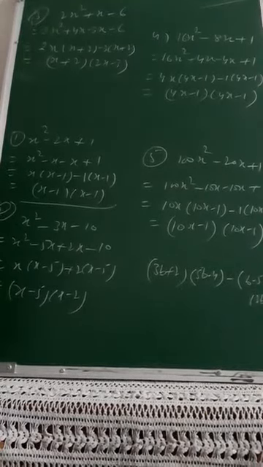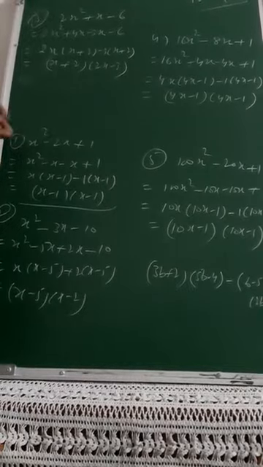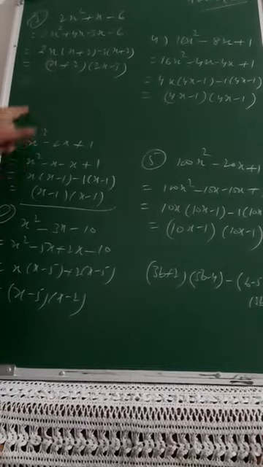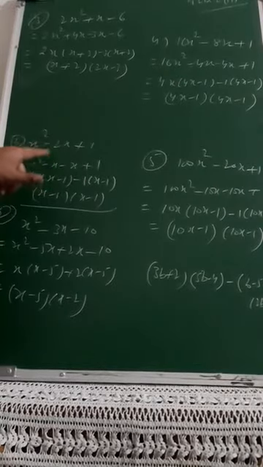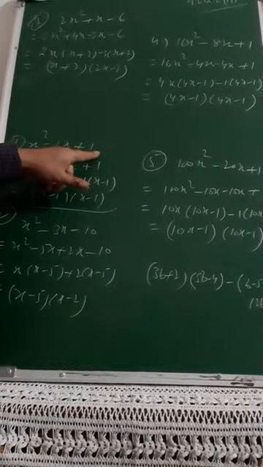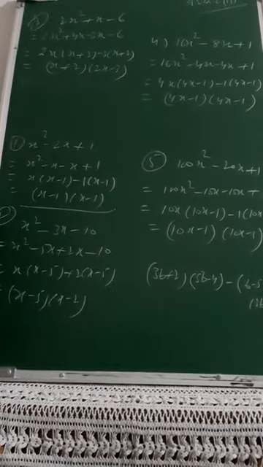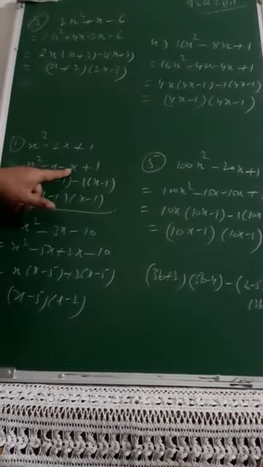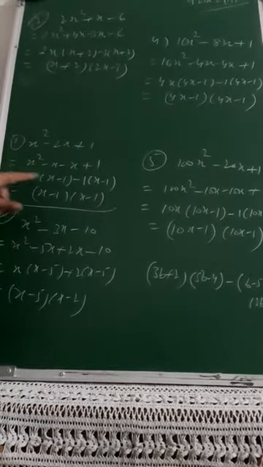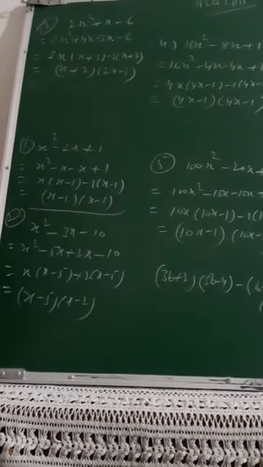Now a number of questions I have already added to your assignment. I hope all of you are okay with the procedure. 1 into 1 is 1. I have to split 2 in terms of 1. That product is 1 and the sum or difference is minus 2. So factors of 1 are 1 and 1. I need minus 2, so minus 1 and minus 1. Then you take the first two, last two. Your answer will be x minus 1 into x minus 1.